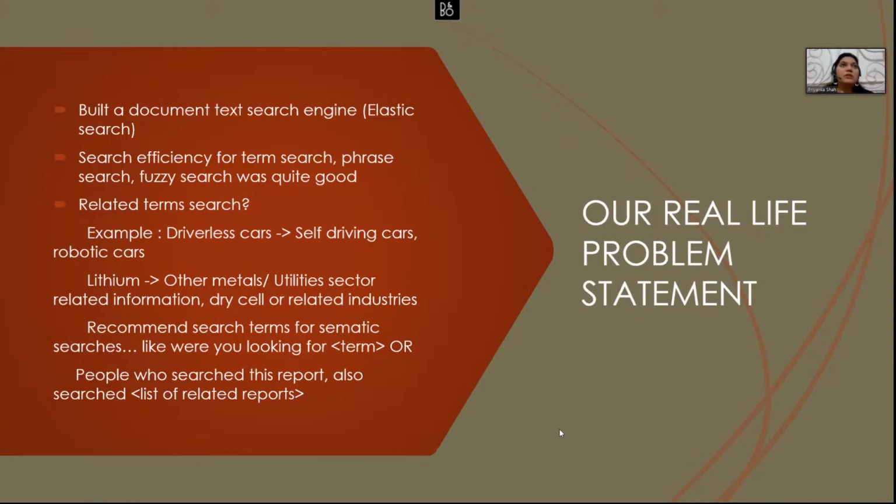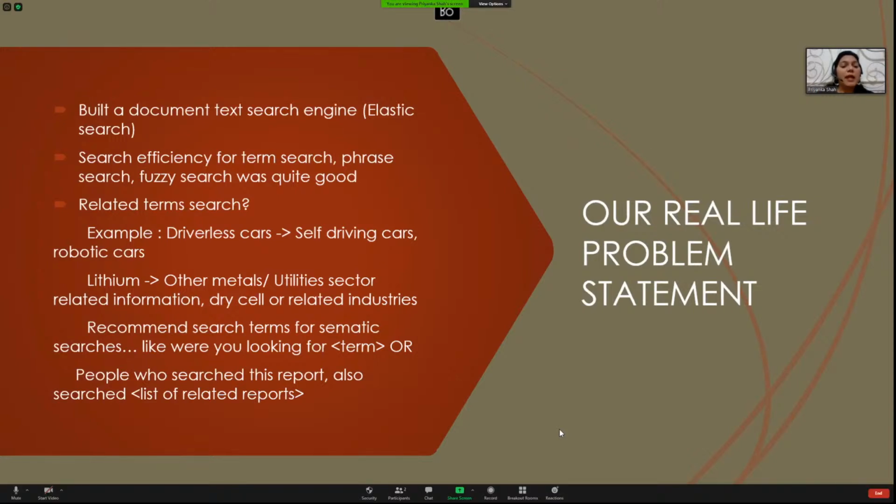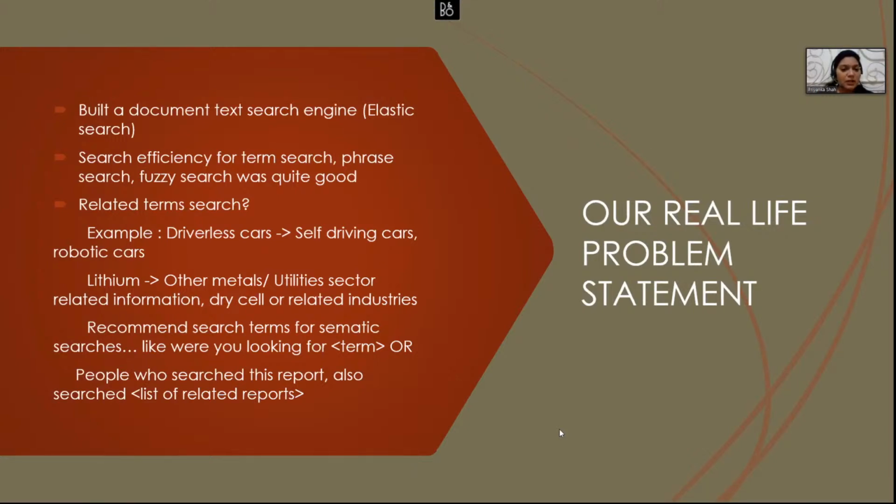But what about searches for related terms? For example, if I'm searching for driverless cars, it should also give me results about self-driving cars, robotic cars, energy-saving cars, which essentially mean the same thing. Or if I'm searching for a particular metal like lithium, and that word is not in the corpus, but certain industries make use of lithium, like dry cells, in the energy or utility sector, it should prompt me that lithium was not found, but ask if I want to search for other metals related to lithium.